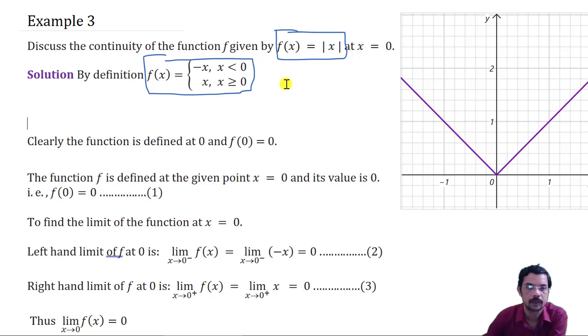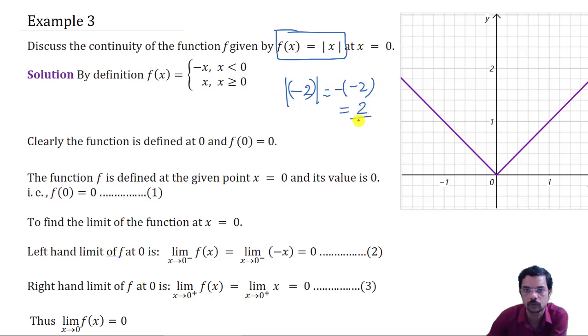So when x is positive, f of x is equal to x, and when x is negative, f of x is equal to minus of x. When x is negative, we define modulus of x as minus x, right? If we take minus 2, then modulus of minus 2 will be equal to minus of minus 2, that is equal to 2. So it makes it positive. When x is negative, negative of negative becomes positive. So the definition is f of x equal to minus x when x is negative and plus x when x is positive or 0.